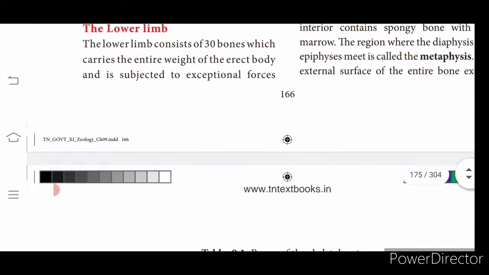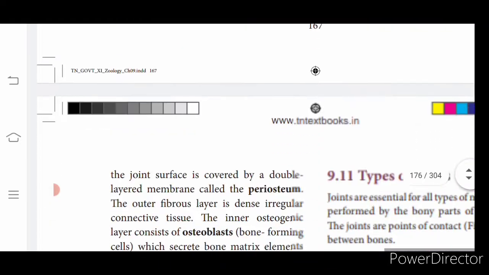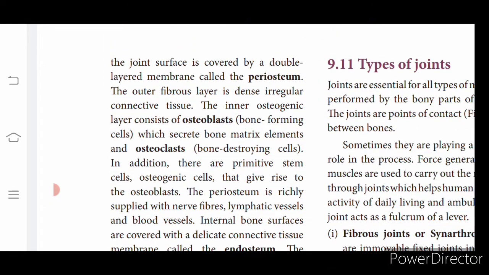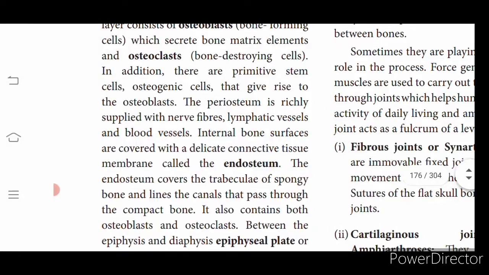The external surface of the entire bone, except the joint, is covered by a double membrane called the periosteum. The outer fibrous layer is dense irregular connective tissue. The inner osteogenic layer contains osteoblasts, which secrete bone matrix elements, and osteoclasts. In addition, there are primitive stem cells, osteogenic cells, that give rise to osteoblasts. The periosteum is richly supplied with nerve fibers, lymphatic vessels and blood vessels.